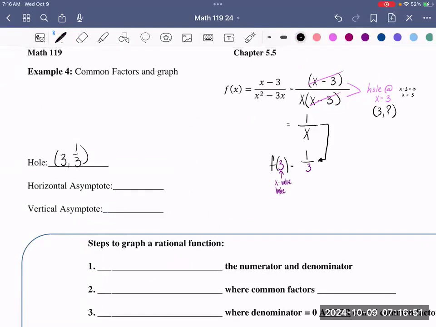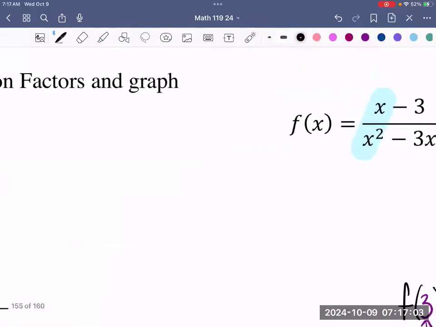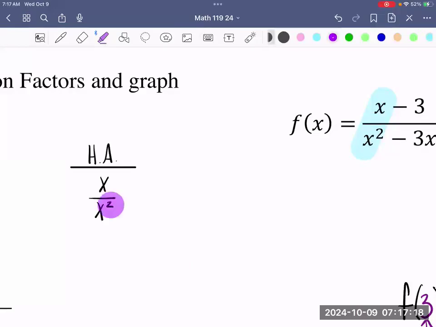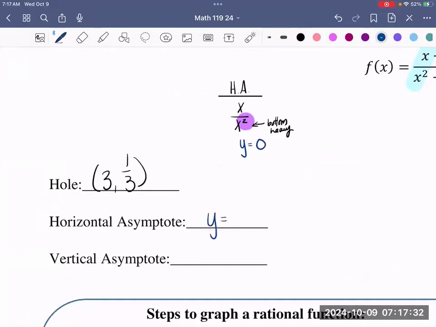Now, do you have a horizontal asymptote? Well, we're looking at the degree of your first term, the highest degree. We're taking your degree, x over x squared. Are we top heavy or bottom heavy? Well, we are bottom heavy, which means we have a horizontal asymptote at y is equal to 0. So we do have one at y is equal to 0.